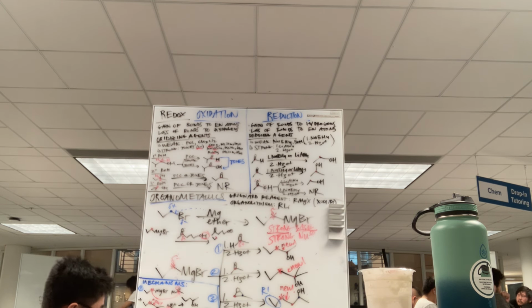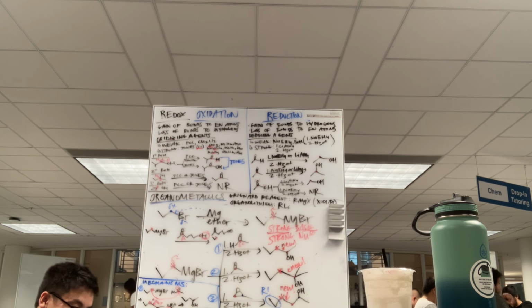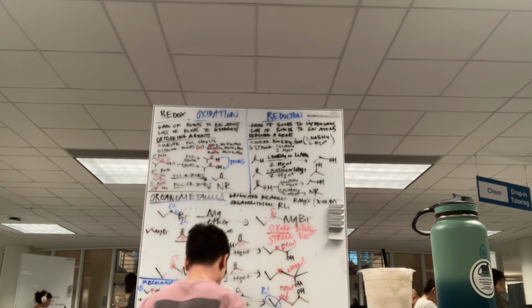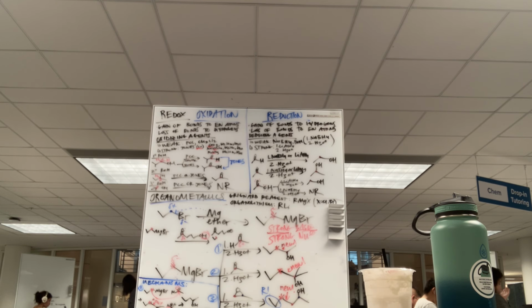So for this one right here, I'm just going to show you the reaction here, but this one can work on methyl, primary, secondary, tertiary alcohols. So let's say for example, all of these are SN2 reactions. We can do this.